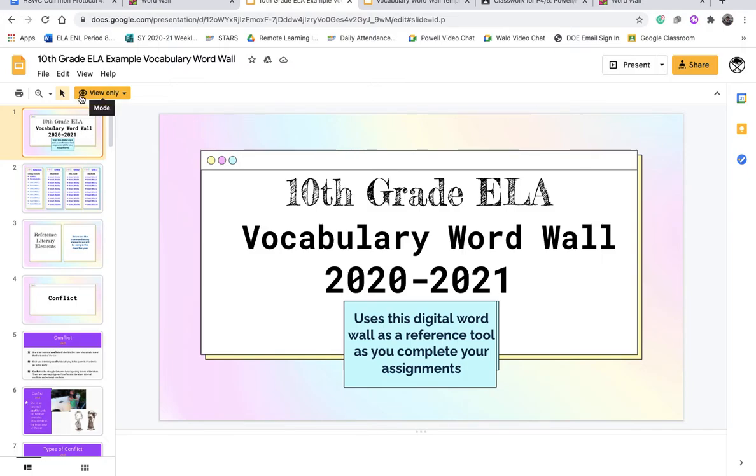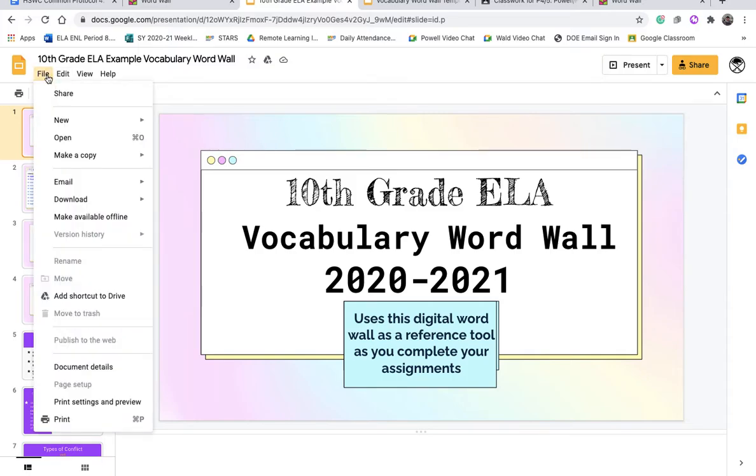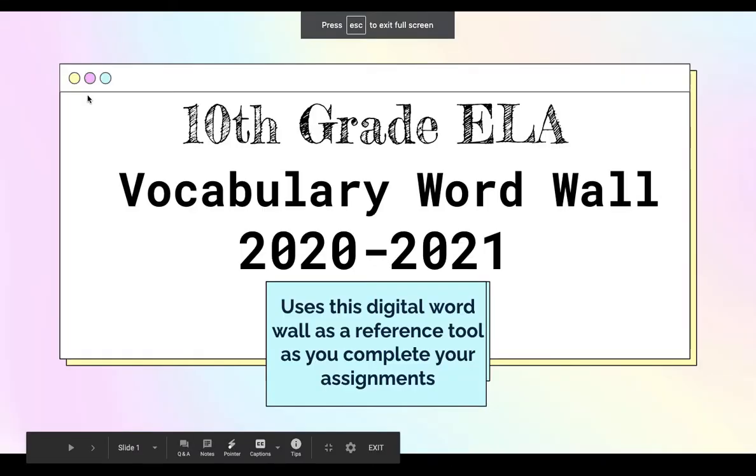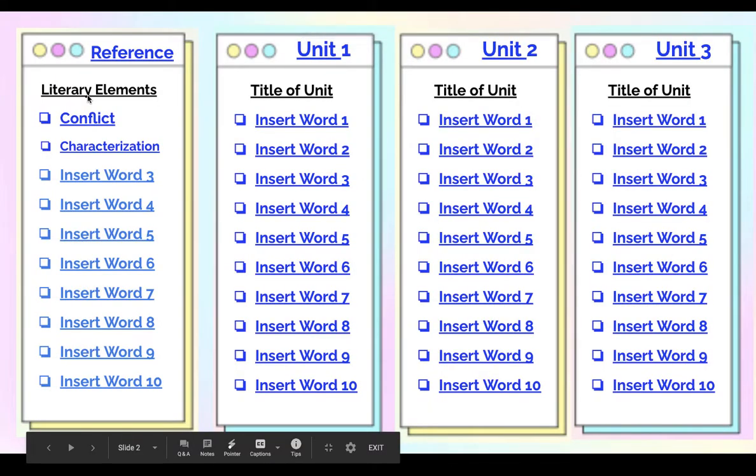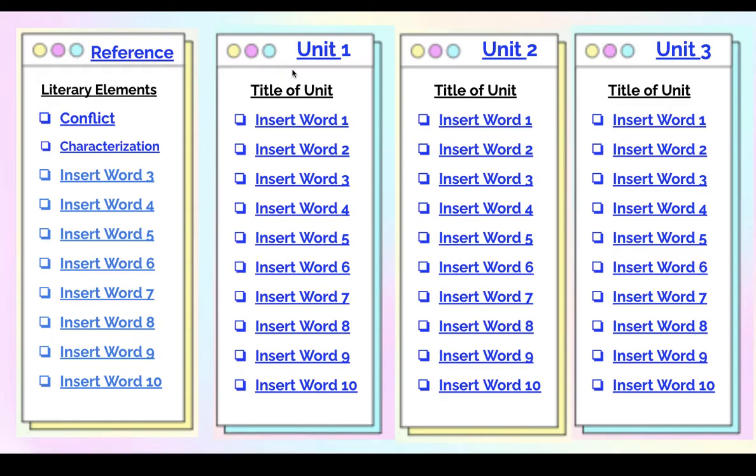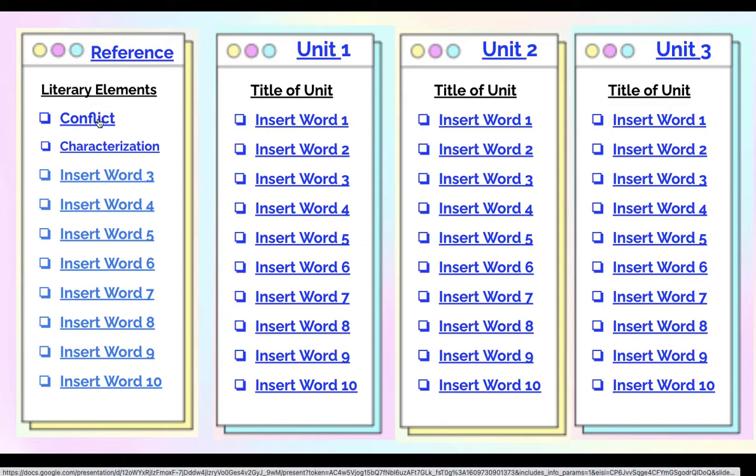This is an example from 10th grade ELA. As you can see, this is divided into units. Under literary elements, we have our first word, conflict. So this is going to simply use links that are going to link to specific slides in the presentation so that students can refer back to this presentation and review the vocabulary words that you've already covered in class.